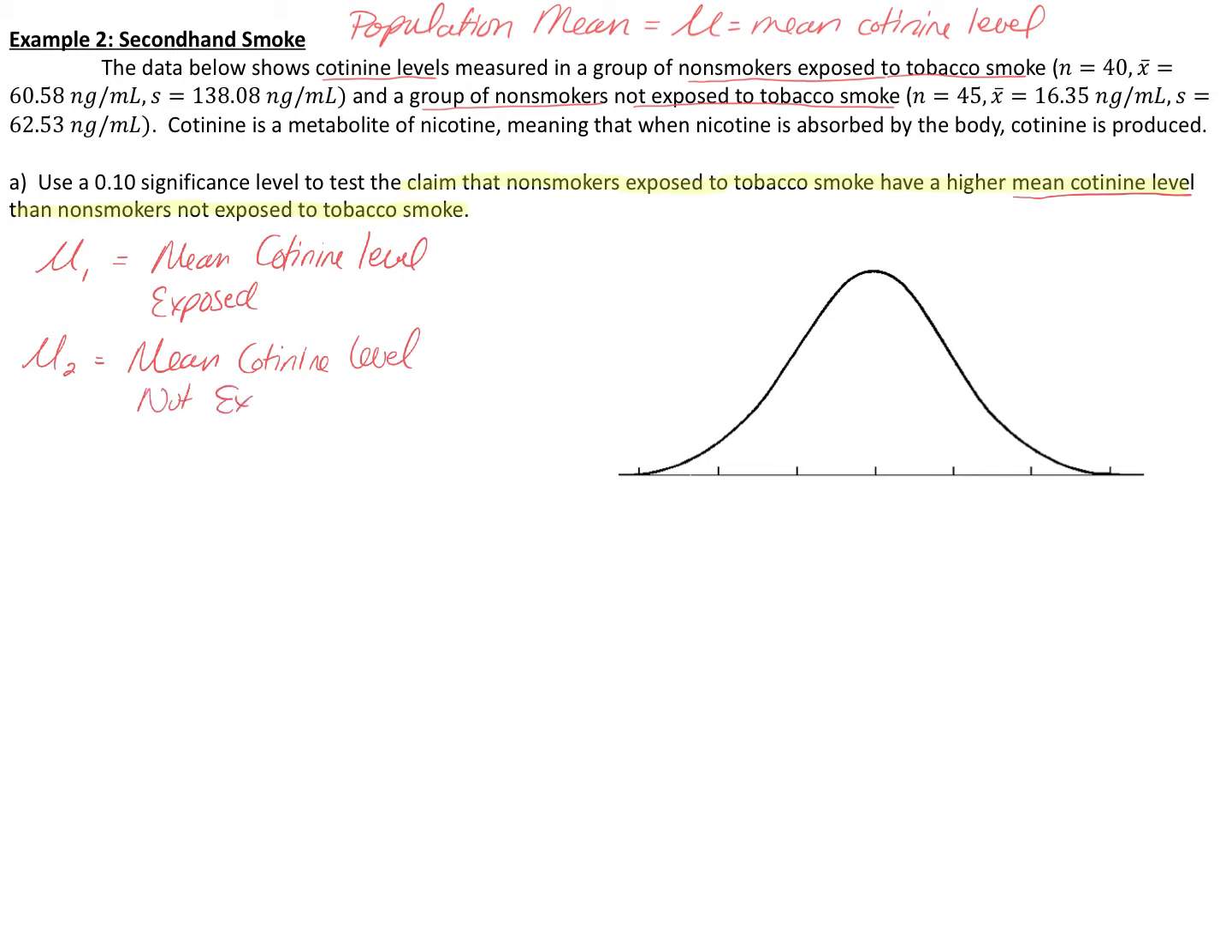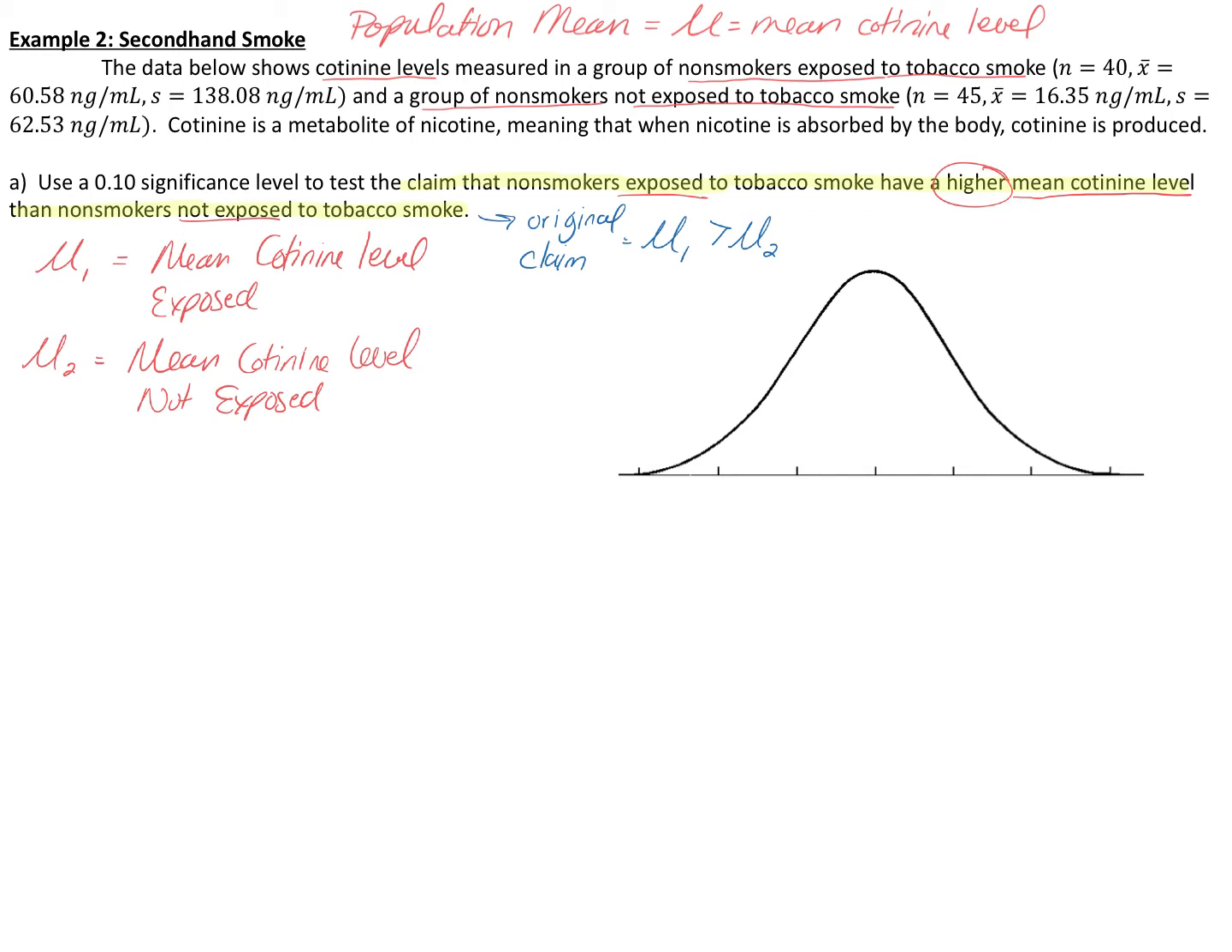Not exposed. Okay, and then going back to the original claim here, we're testing the claim that the mean level for those exposed is higher than the mean level for those not exposed. If I write this down using symbols, this is the original claim that we're going to test. We're saying that mu1, the mean for the group exposed, is higher than mu2. So if we take a look at this original claim, we can see that it contains the greater than sign.